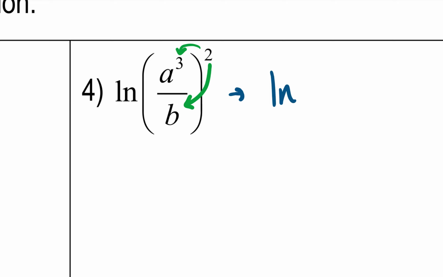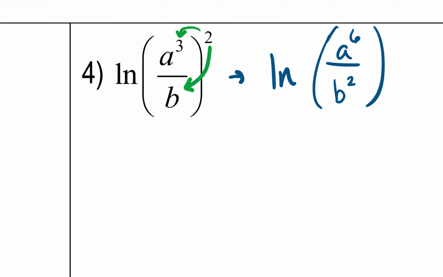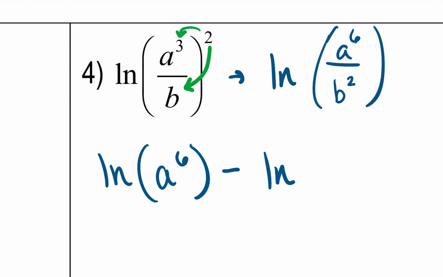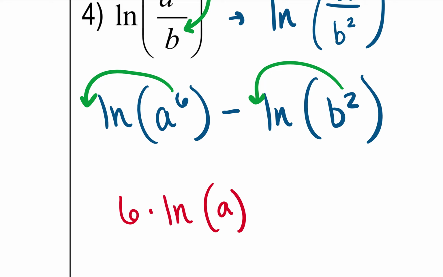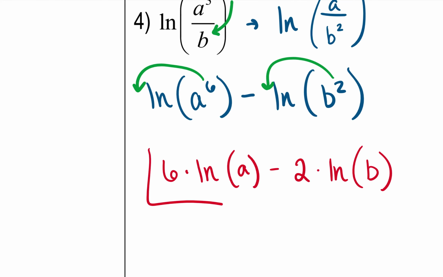So this would give me natural log of a to the 6th, because 3 times 2, and then b squared. And then because I am dividing, I'd be subtracting. So I have natural log a to the 6th minus natural log of b squared. And then, of course, my exponents go out front. So I have 6 times natural log of a minus 2 times natural log of b. That would be my final answer.